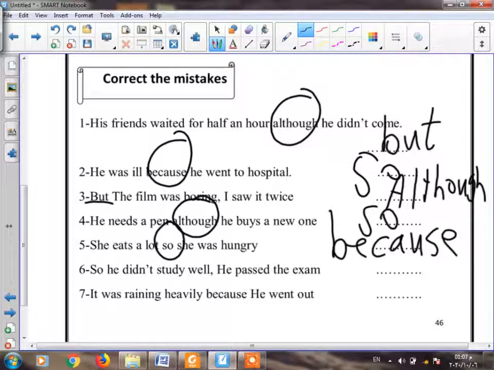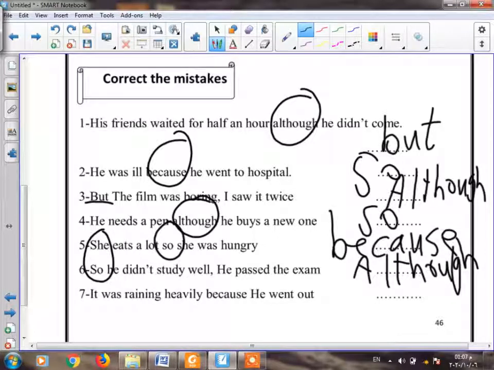So he didn't study well. He passed the exam. He didn't study well, it's a fact, and the result is he passed the exam. So I can't use the word so at the beginning. I have a contrast in my sentence. I have to use although. It was raining heavily yesterday, for example, because he went out.